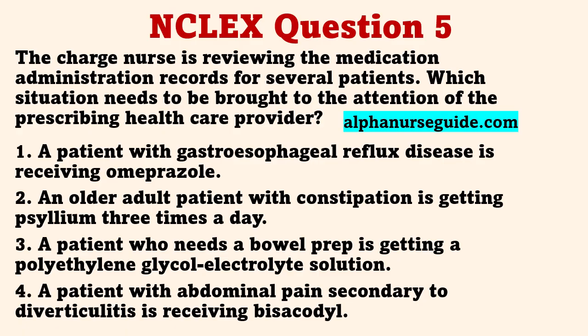The correct answer is 4. A patient with abdominal pain secondary to diverticulitis is receiving bisacodyl. Rationale: Bisacodyl is a laxative, and laxatives should not be administered to patients with undiagnosed abdominal pain, cramps, or nausea. Appendicitis, diverticulitis, ulcerative colitis, acute surgical abdomens, and bowel obstruction are also contraindications for laxative use.